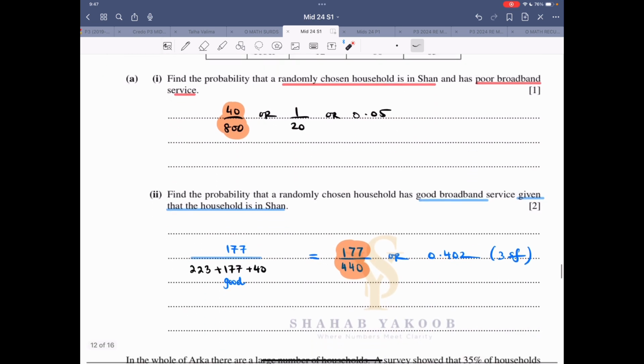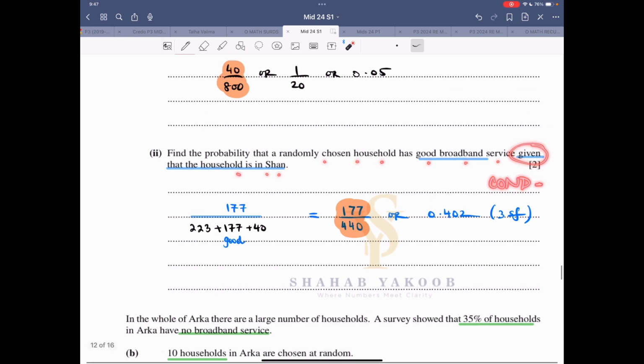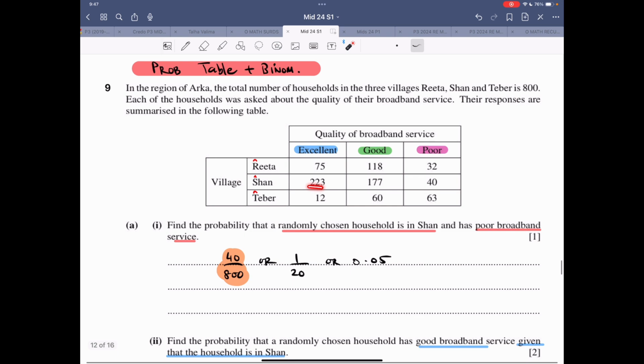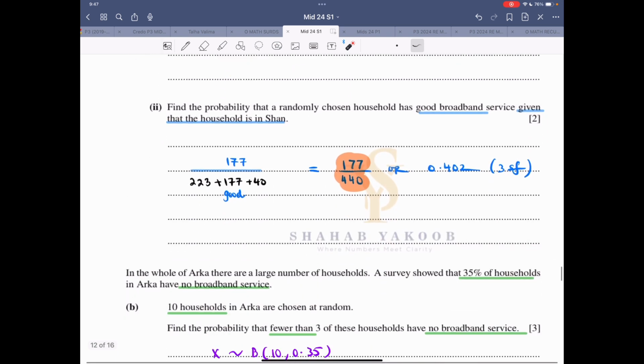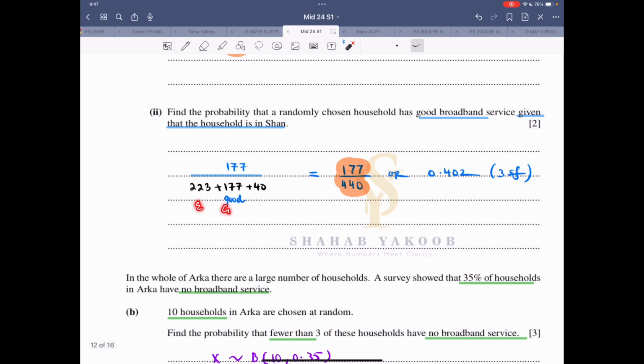That thing is done. Find the probability that a randomly chosen household has a good broadband service, given that the household is in S. Now this is conditional probability. So how many people live in S? 223, 177 and 40. This is excellent, this is good, this is poor. They are talking about good. There it is, so 177 goes up. Again, leave the answer in fractions because this is exact.